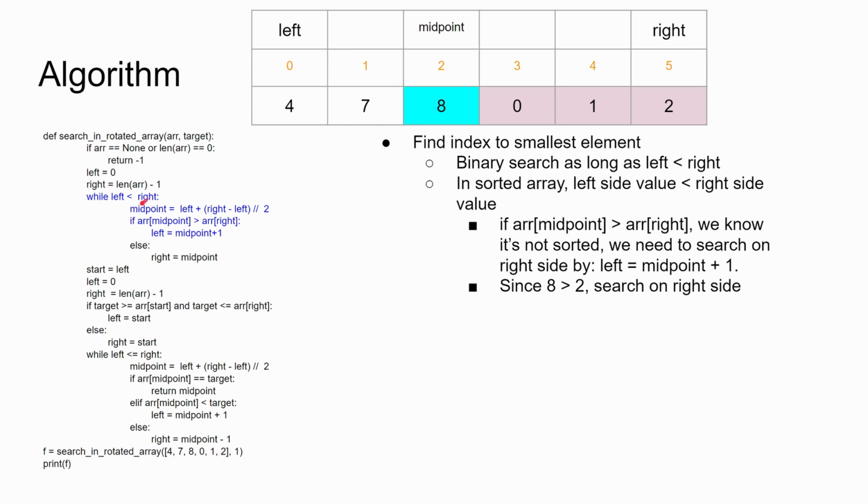Then the while loop: while left is smaller than right. It will leave the while loop once it finds the index of the smallest element. It will binary search as long as left is smaller than right. If the array's left side value is smaller than the right side value, the range is sorted. If array midpoint is bigger than array right, we know it's not sorted, so we need to search on the right side. We do that by doing left equals midpoint plus 1.